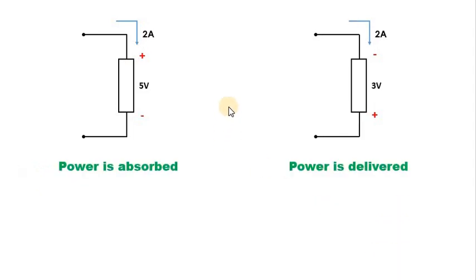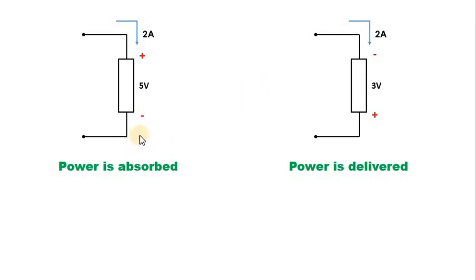To understand it better, I have taken an example here. A 2 ampere current is coming from here and entering the positive terminal. The voltage across this element is 5 volts. So here the power is being absorbed. And how much is that power? V into I, so 5 into 2, that is 10 watts of power being absorbed by this element. Similarly, in this case, as the polarity is reversed, the power is delivered. 3 into 2, 6 watts of power is being delivered by this particular element.